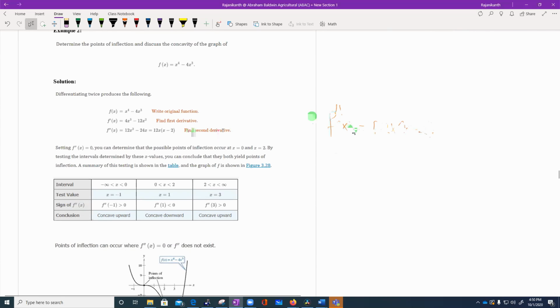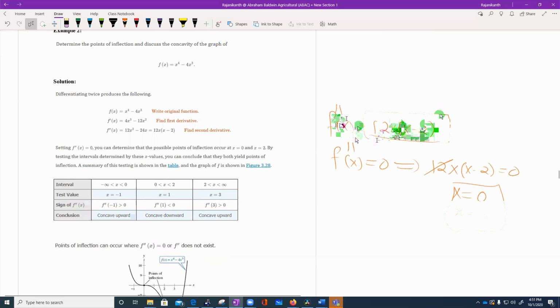So we look for the points where the second derivative is 0. If you set it to 0, that means 12x times x minus 2 is supposed to be 0. Now you need to solve this equation for x. So your x should be either 0 or 2. Again, my second derivative 12x times x minus 2 is well defined throughout the real line. Therefore, you will not find any point where the second derivative does not exist. So only these two are the possible points where you have a chance of getting a point of inflection.